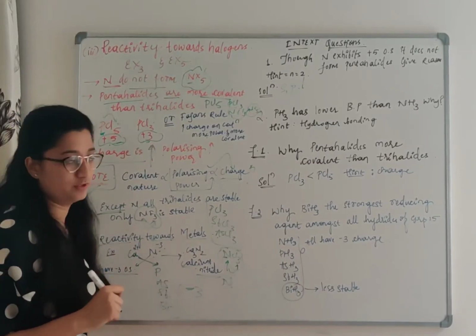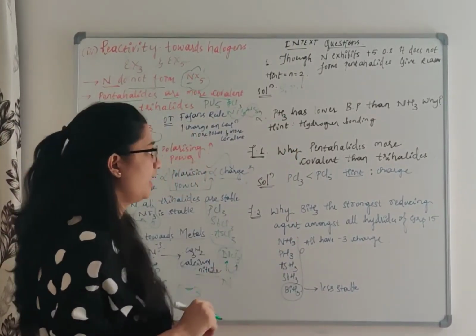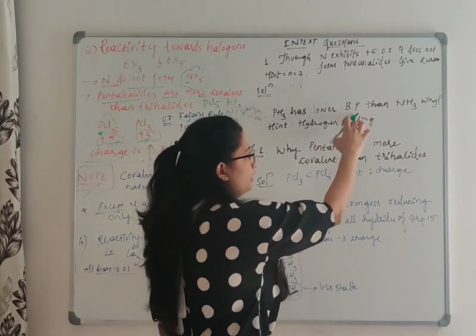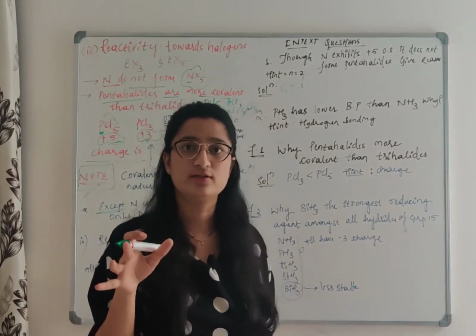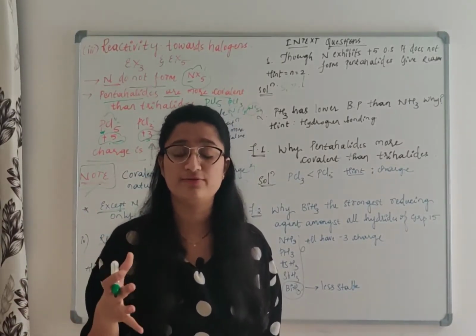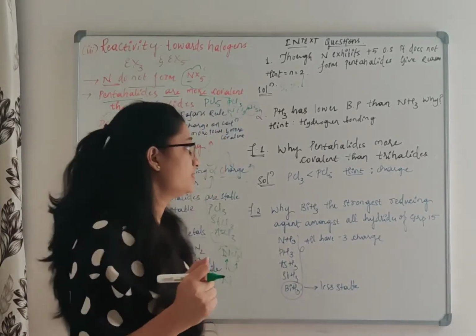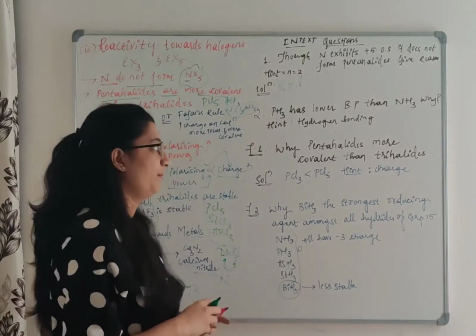That is the answer for this. The second one is, PH3 has a lower boiling point than NH3. So in the previous video we have learnt the boiling point and melting point when we were learning about the physical properties. There the PH3 was having a lower boiling point compared to the NH3.